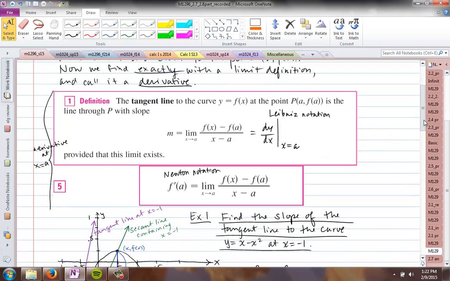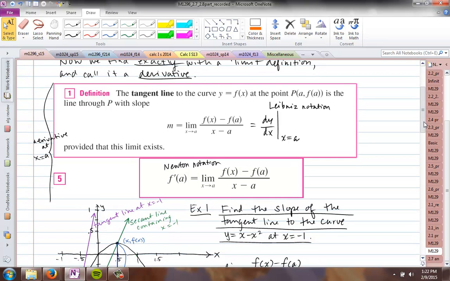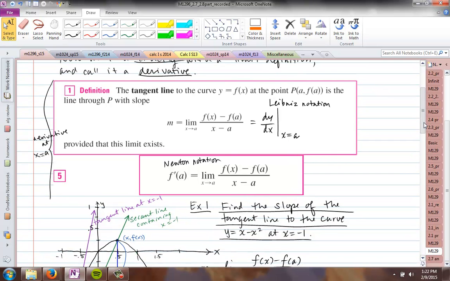The first definitions that we're going to talk about are definition 1 and definition 5, which are really the same thing, so I'm going to group them together. One definition, with definitions 1 and 5, for the derivative at x equals a is that the tangent line to the curve y equals f of x at point P, at (a, f of a), is a line through P with slope m equals the limit as x goes to a of f of x minus f of a over x minus a. So just a few things here.